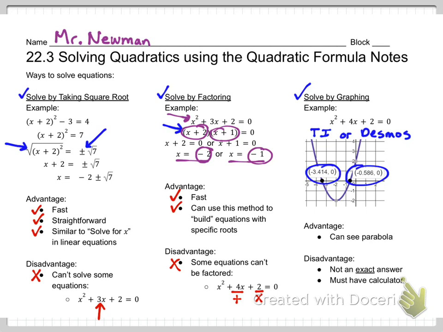-0.586. The advantage is you can see the parabola, and you can use the graph, and it's a fairly safe way of calculating it. The downside is it's not an exact answer, and you have to have a calculator. When I say exact, I mean like the square root of 3. Your calculator is not going to tell you the square root of 3. It's going to tell you 1 point something something something, okay? And you have to have a calculator for it.